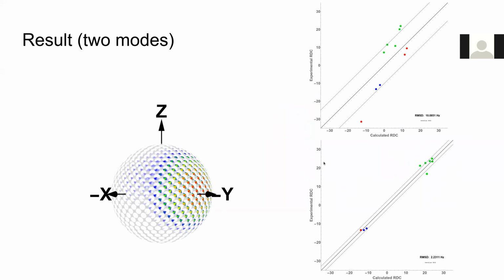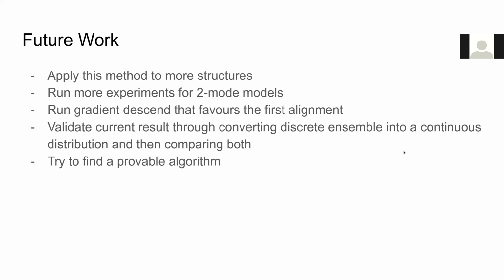We have also computed the result for 2-mode data, and they did not perform as well as the single mode data. For future work, we will apply this method to more structures and also run more experiments for the 2-mode models. Also, we will run gradient descent that favors the first alignment and validate the current result by converting the discrete ensemble into a continuous distribution and comparing them both. Finally, we'd like to find a provable algorithm for the 2-mode case. And thank you.